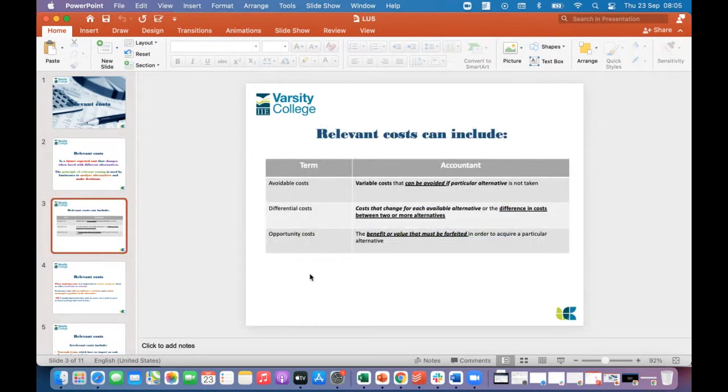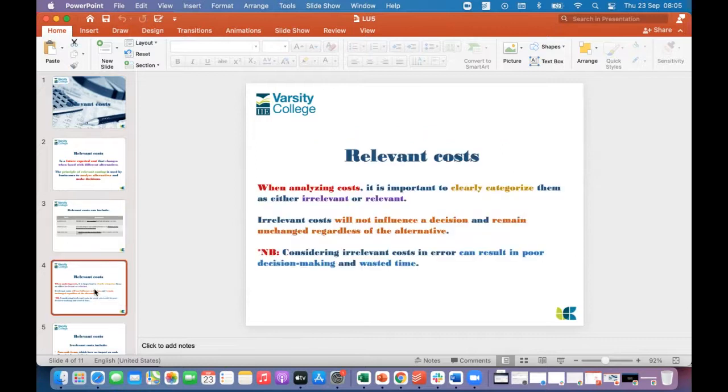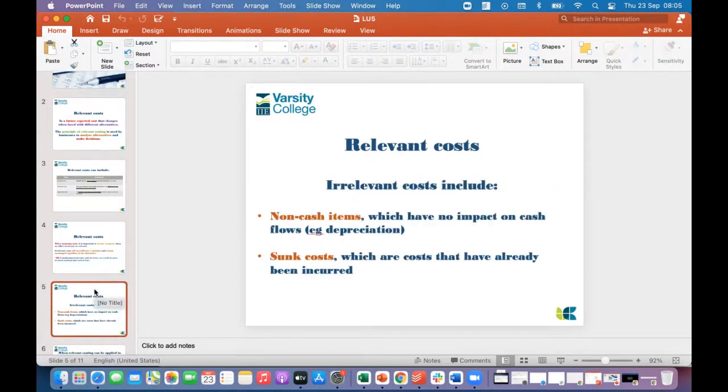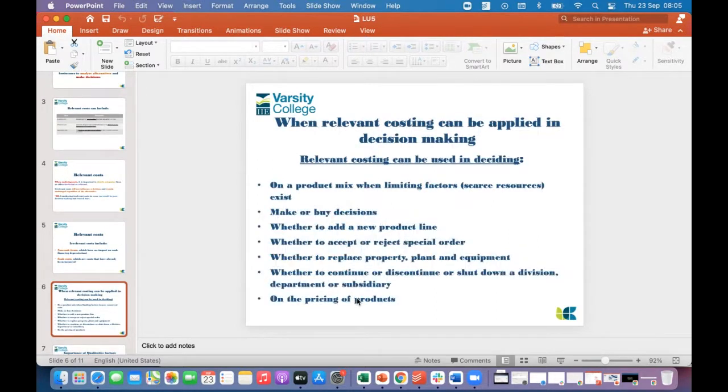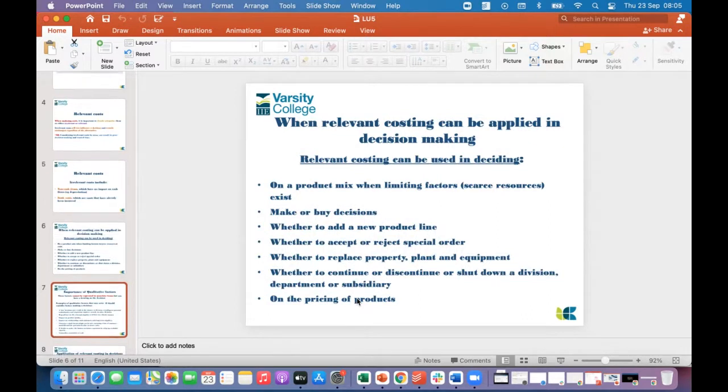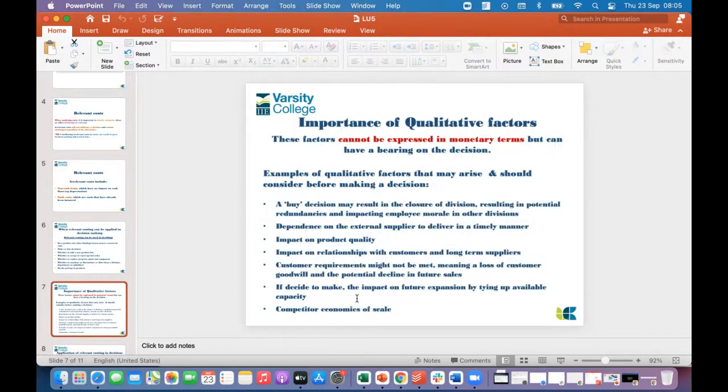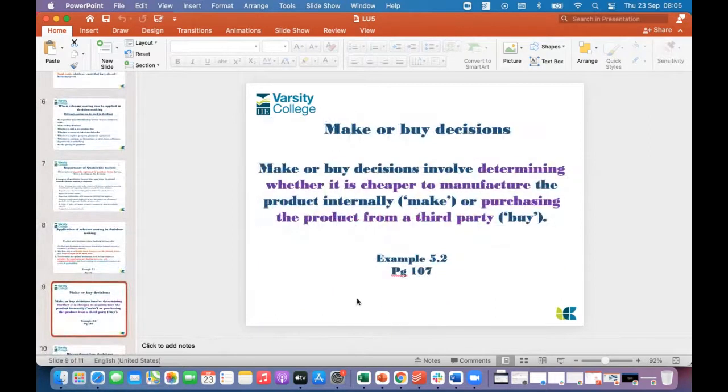So here they just break into the different types of costs that we can get. You can read through those in your own time, no problem. What else do we need to be aware of? There's non-cash items, things like depreciation. And then sunk costs, these are costs that have already been incurred. All right, we can't obviously make any decisions on them because they've already happened.